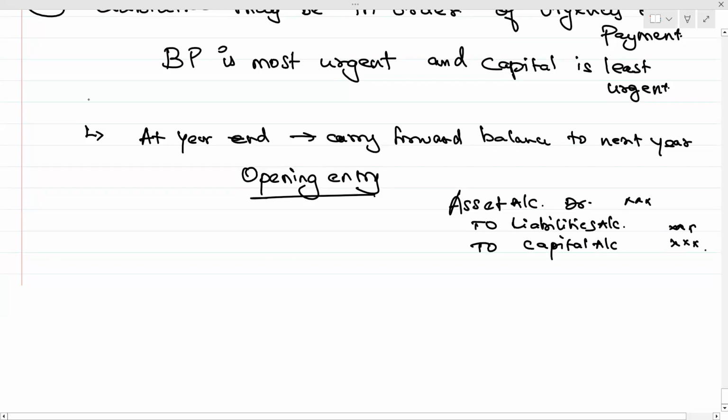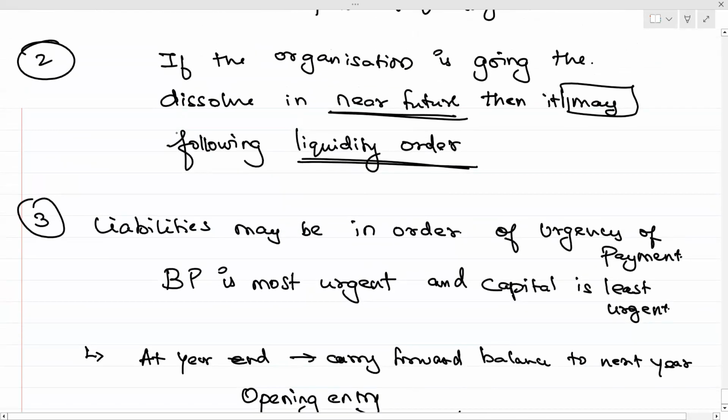So this is how you should follow a question. With this, we have seen the concepts of trading account, profit and loss account, and the balance sheet. The most important items we have discussed. So in our next conceptual class, we are going to see the 10 to 14 adjustments.